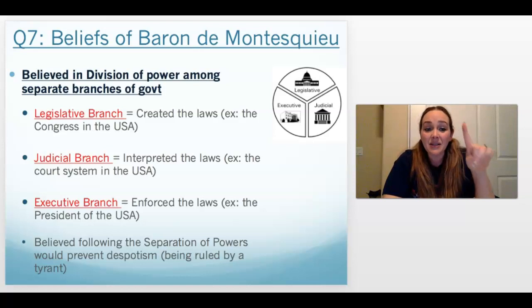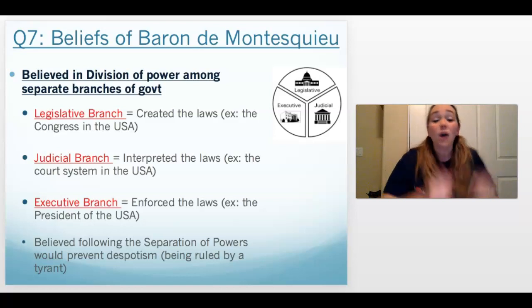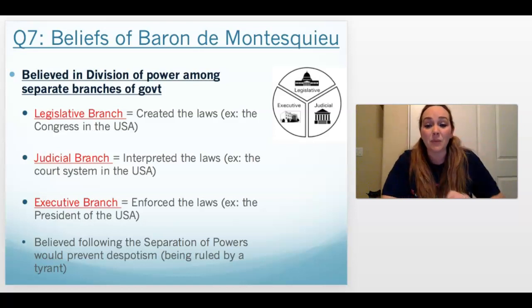He has the legislative branch, which are the people that create laws. We have this in the United States. We call it Congress. They have it in England. They call it Parliament. Okay, so Congress in the US is our legislative branch. They make laws.